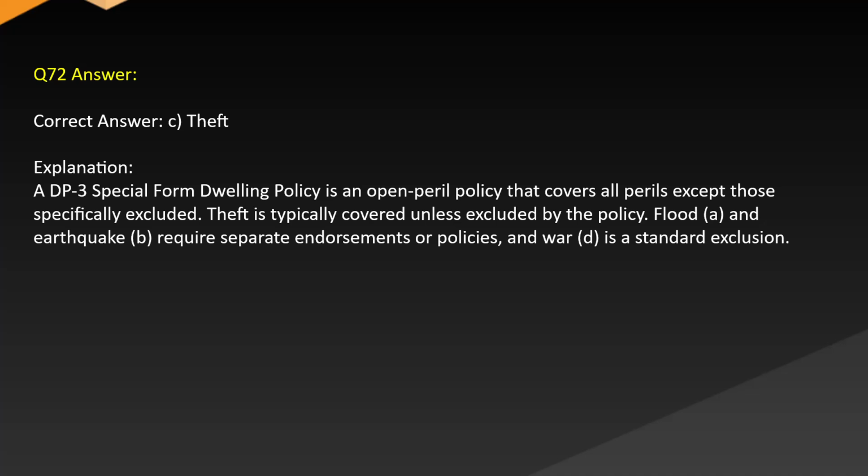Explanation. A DP-3 special form dwelling policy is an open peril policy that covers all perils except those specifically excluded. Theft is typically covered unless excluded by the policy. Flood (A) and earthquake (B) require separate endorsements or policies, and war (D) is a standard exclusion.